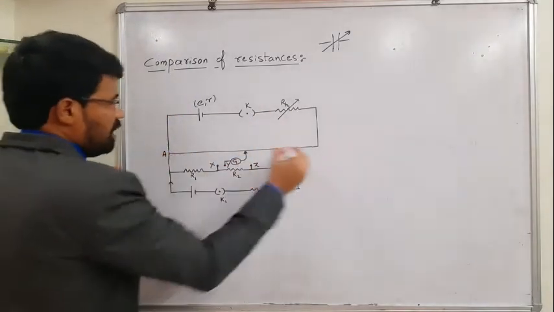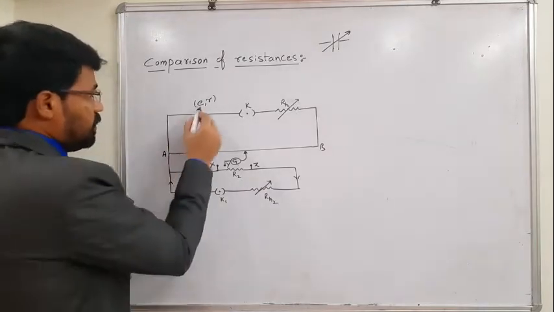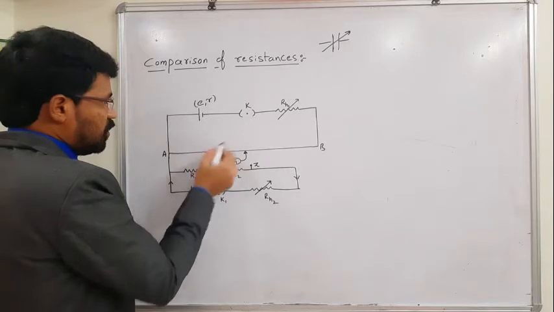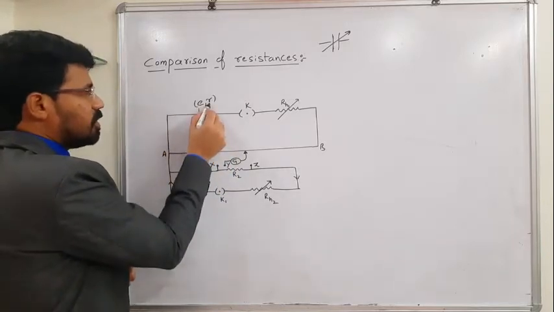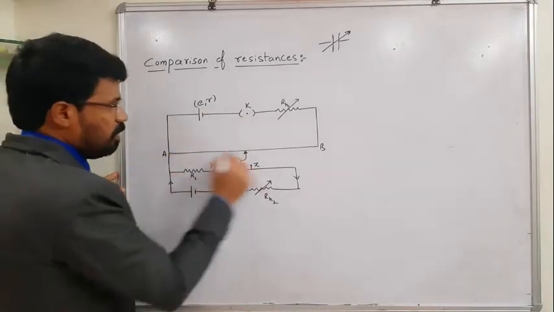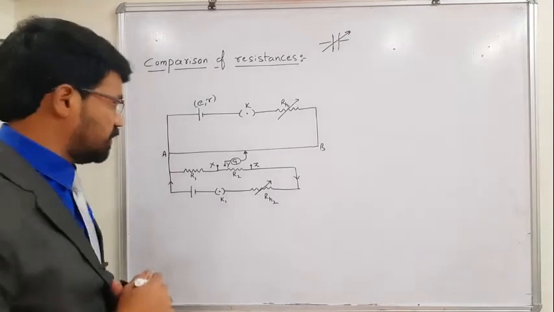Let us say this AB wire is the potentiometer wire. In the primary circuit of the potentiometer, whatever cell we arrange, that cell's EMF is E and its internal resistance is r. Here I have arranged one key, and this AB wire will have some resistance, usually denoted with capital R. Already we have seen that.